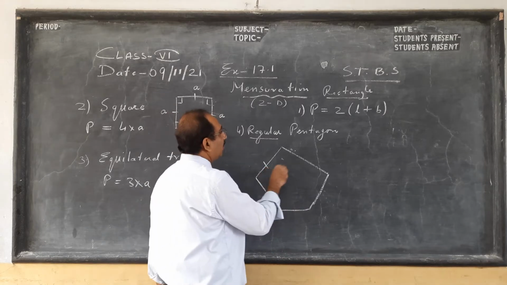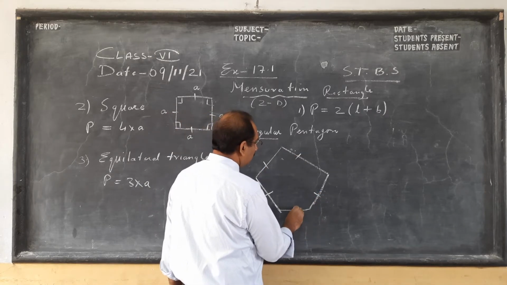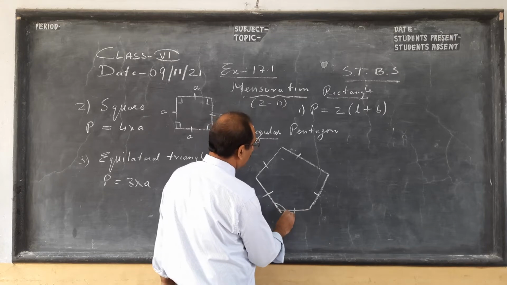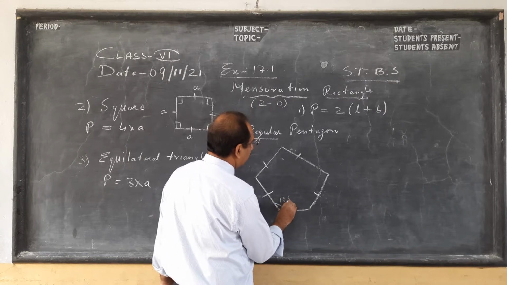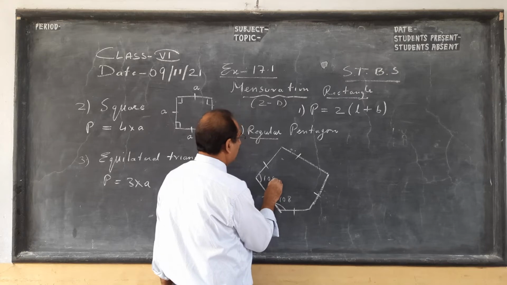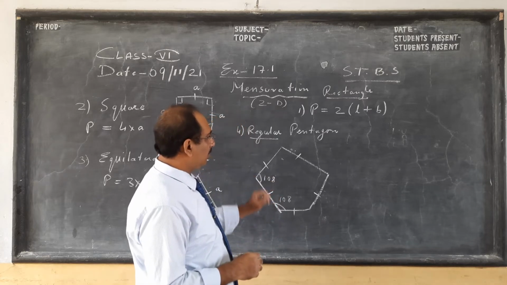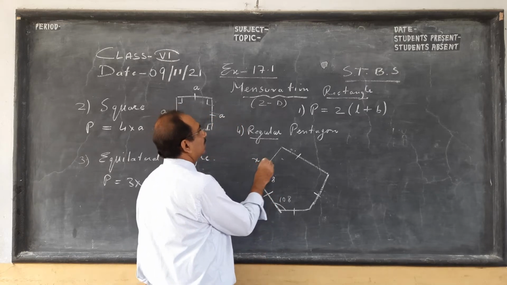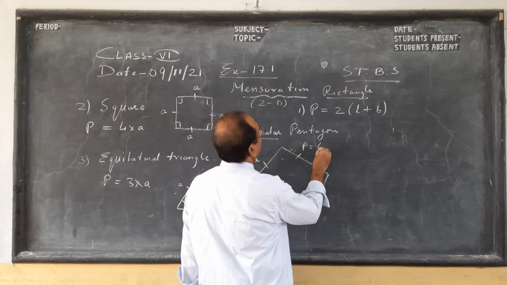So regular means all angles equal and all sides equal. This may look little smaller. So all angles are 108 degree. Class 9 you will see how and why. So all angles equal, all sides equal. So let the side be x. So perimeter of a pentagon will be 6x.